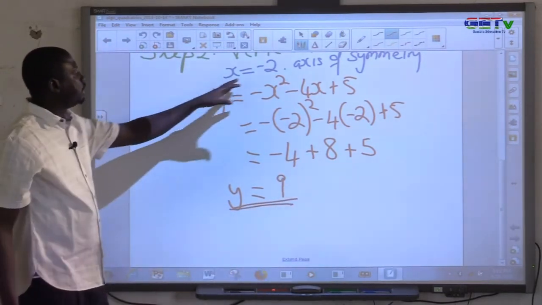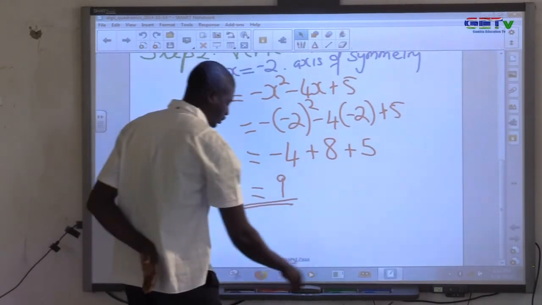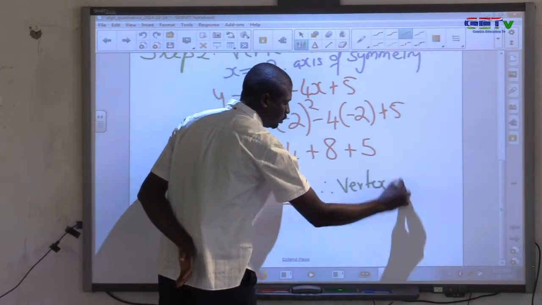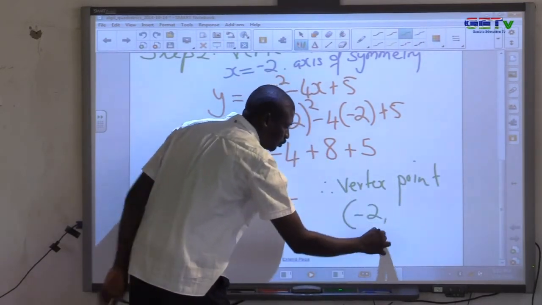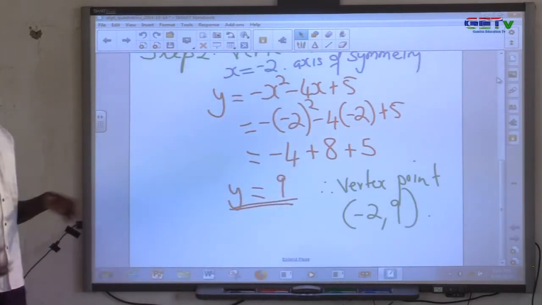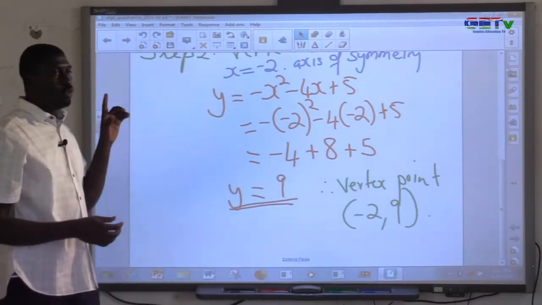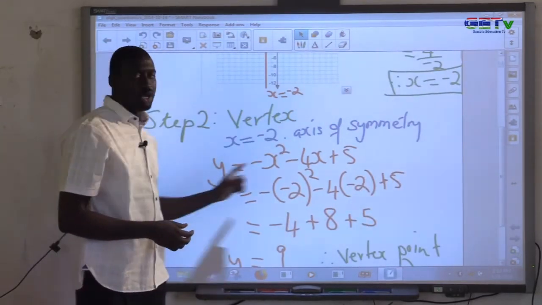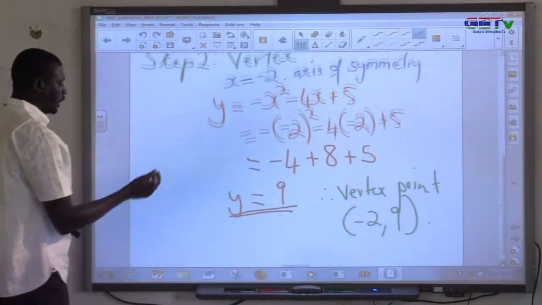So when x is -2, y is 9 is our vertex. So therefore, the point of the vertex is when x is -2, y is 9. So that is step 2. If we get the vertex, the next step is to find the y-intercept. That is where the parabola cuts the y-axis. And that is very easy to get. It's not difficult. That is step 3.